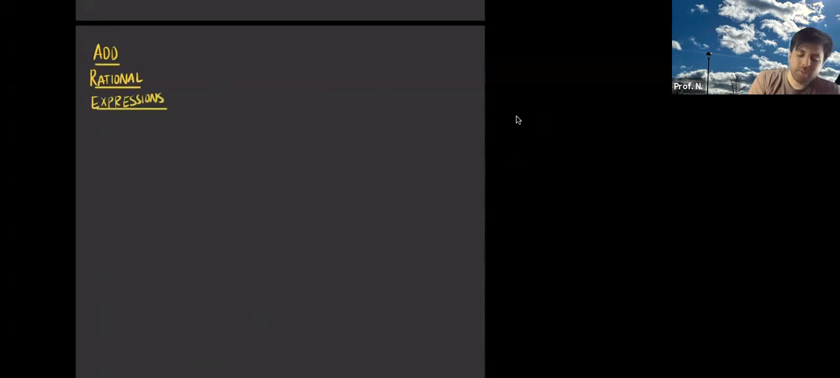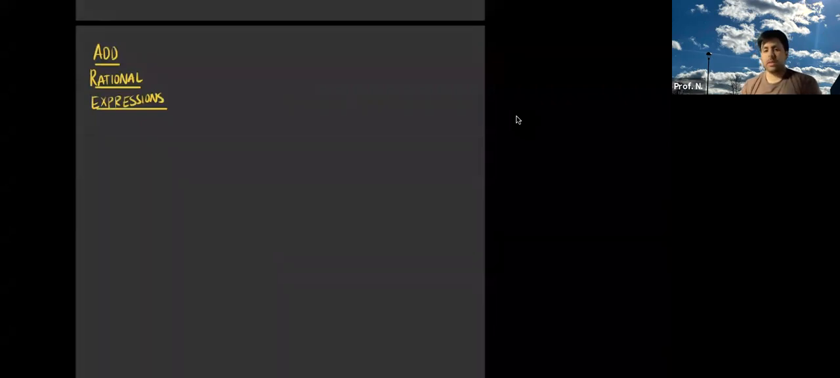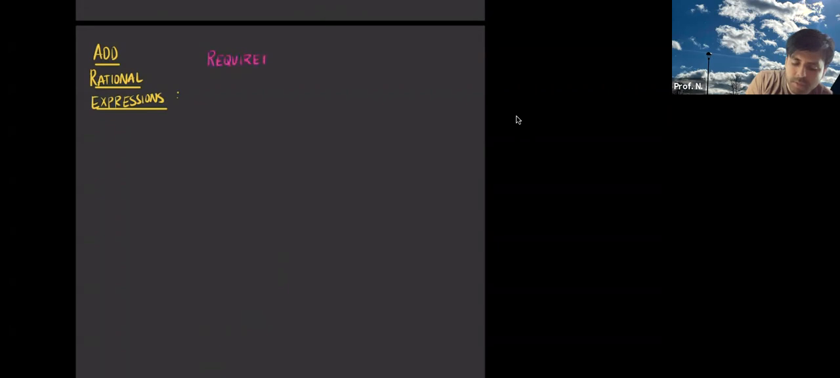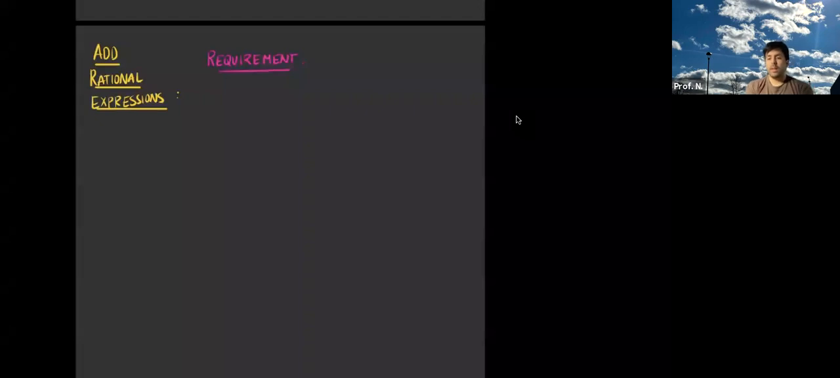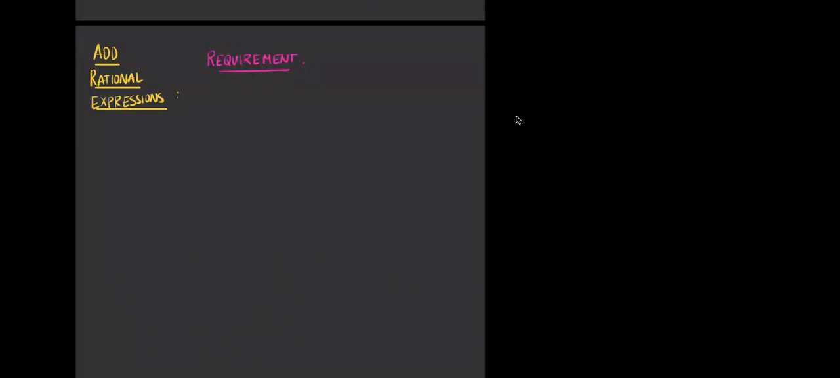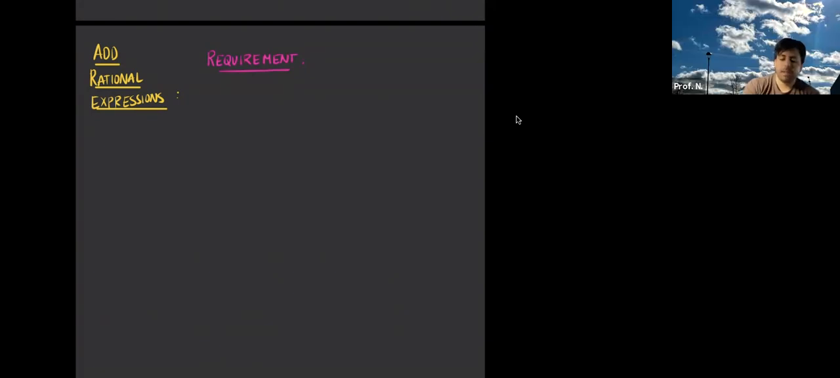So when we add rational expressions, we have to remember we're dealing with fractions. So what is the requirement to add two fractions? What must be the same? Does anybody remember? The denominator. The denominator. What about the denominator? They must be the same. Right, they have to be the same. So the requirement is that the denominators must be the same.